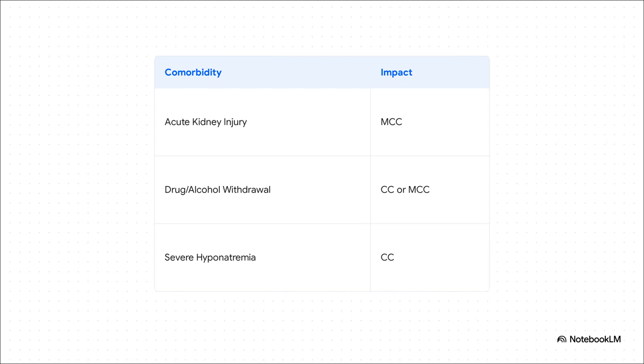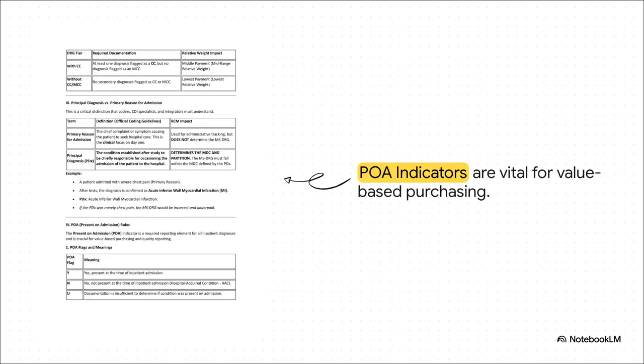Drug or alcohol withdrawal co-occurring with schizophrenia can be a CC or MCC. Even severe hyponatremia caused by psychogenic polydipsia acts as a CC. Capturing these secondary conditions reflects the true, accurate severity of illness for your psych patients. But here is a major caveat that catches people off guard.